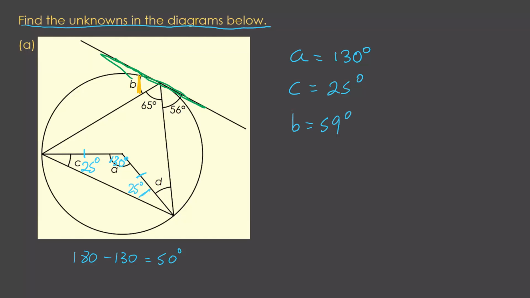Well, B and this whole angle here are related by the alternate segment theorem. Therefore, the angle marked as D must be equal to 59 degrees, take away 25 degrees, giving us 34 degrees.